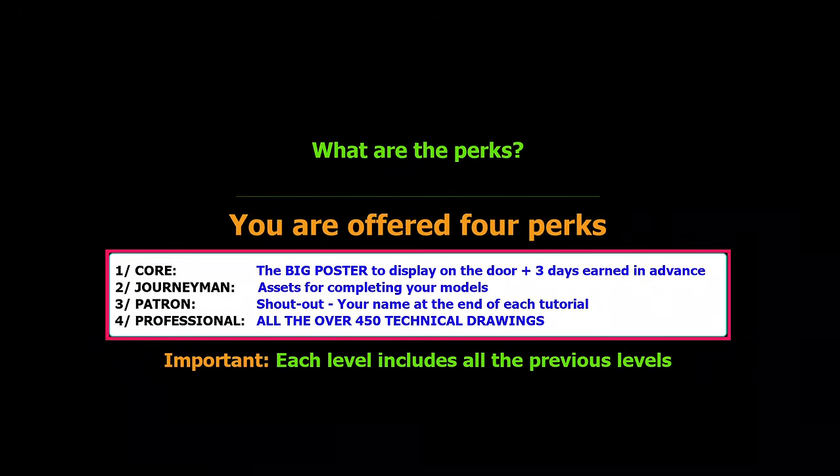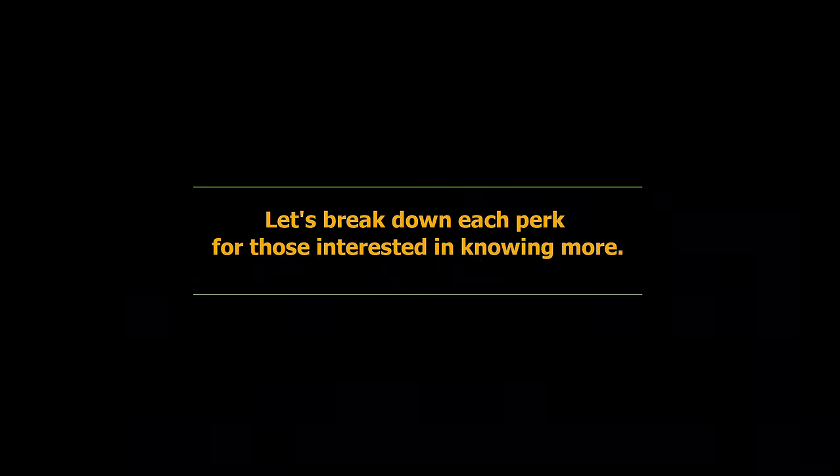Core gives you access to big poster, which you can physically obtain through a printing house. Journeyman provides resources for completing parts when creating assemblies. Patron serves to mention your name at the end of each tutorial. Professional gives you the opportunity to own and use all the technical drawings of the tutorials. It's important to learn that each level includes all the previous levels. Let's break down each perk for those interested in knowing more.